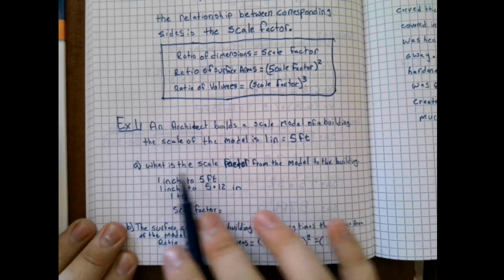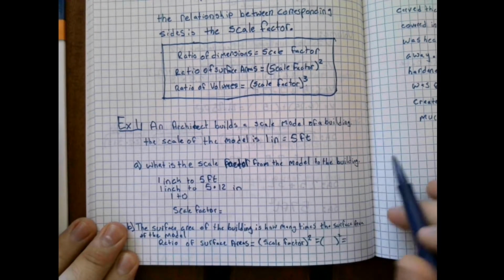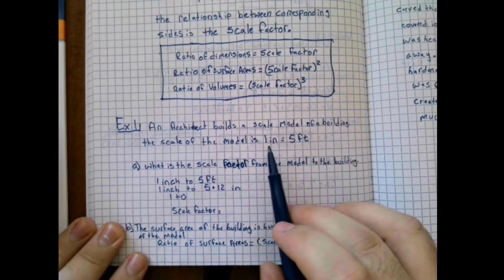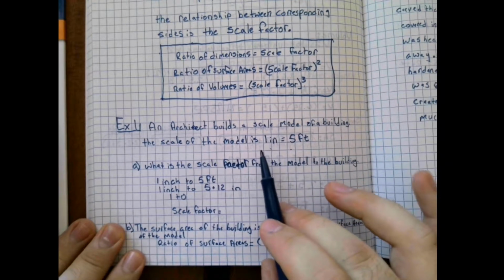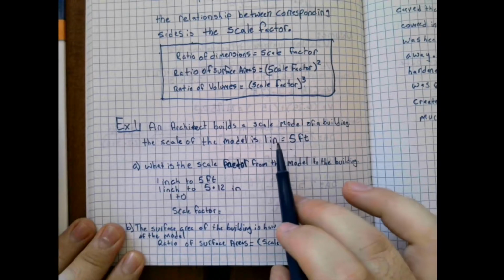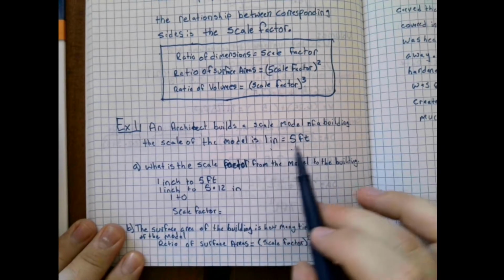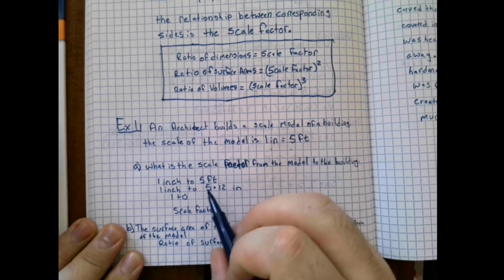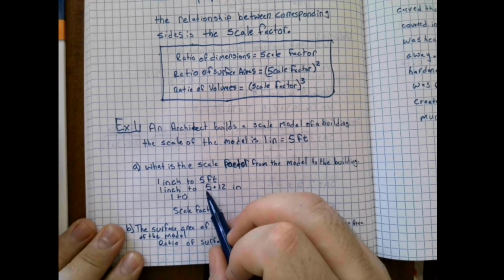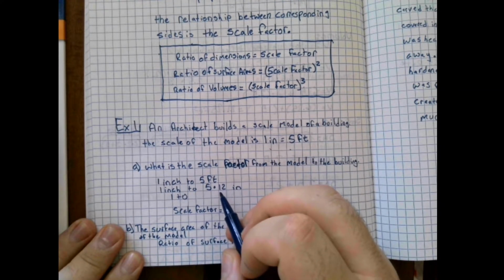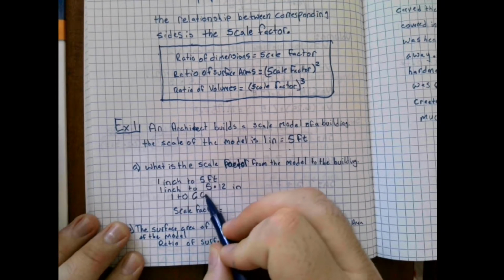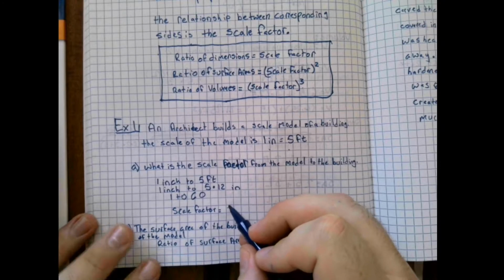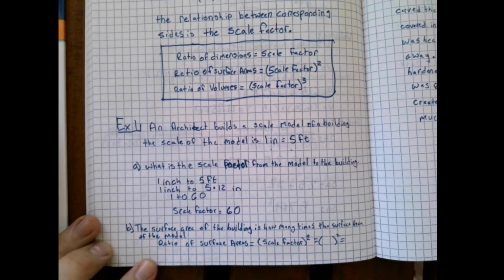Part A says, what is the scale factor from the model to the building? Now, looking at this, you might think it'd be 1 to 5, but it's not 1 inch to 5 inches, it's 1 inch to 5 feet. So we need to know how many inches are in 5 feet. To do that, we multiply 5, the number of feet, by 12, the number of inches in 1 foot. 5 times 12 is 60, so it's 1 to 60. The scale factor here being 60.